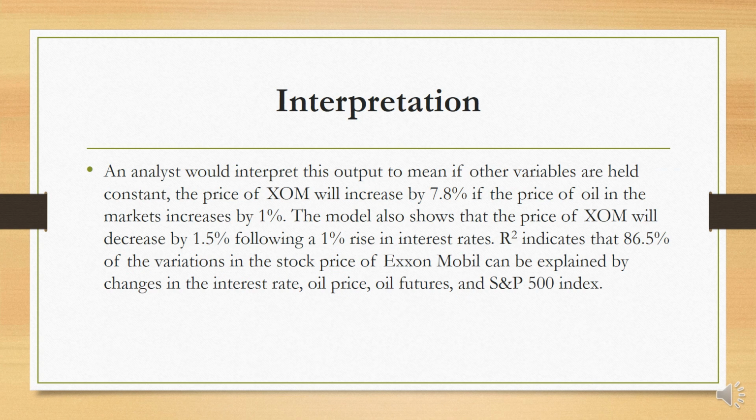An analyst would interpret this output to mean that, if other variables are held constant, the price of XOM will increase by 7.8% if the price of oil in the market increases by 1%. The model also shows the price of XOM will decrease by 1.5% following a 1% rise in the interest rate. R square indicates that 86.5% of the variation in the stock price of ExxonMobil can be explained by the change in the interest rate, oil price, oil futures and S&P 500 index.